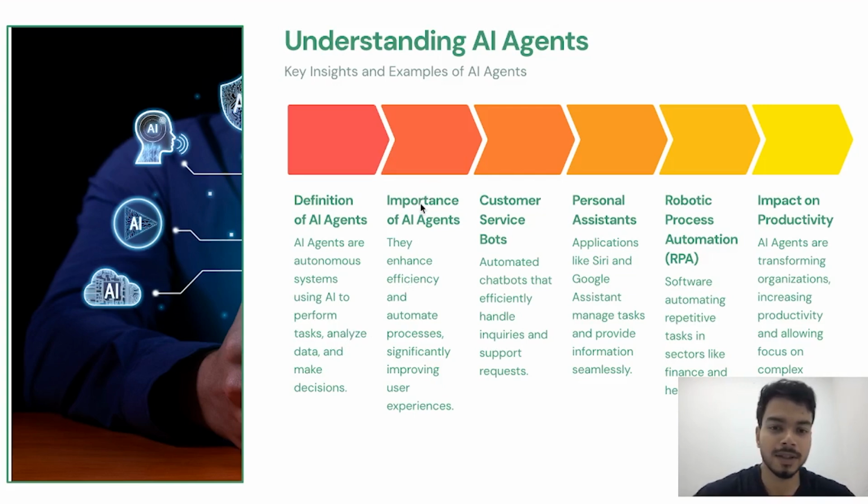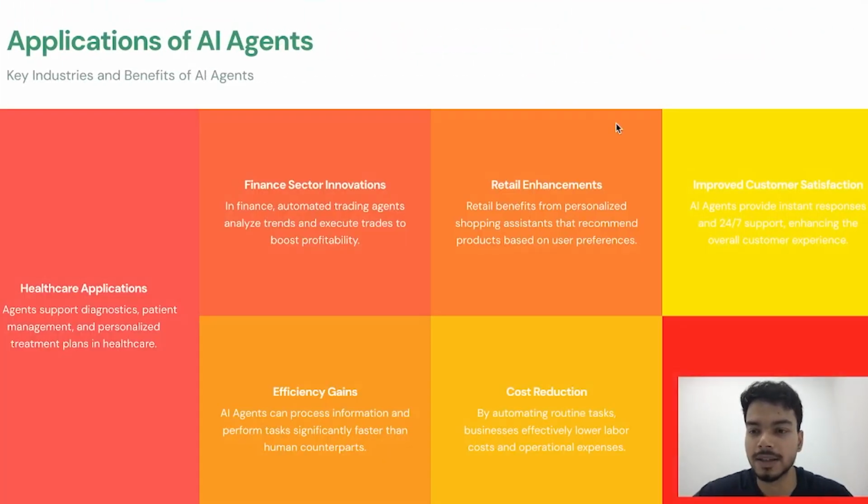Now, the importance of AI agents. Why do we need them? Because they enhance efficiency and automate processes much better. We can build customer service bots, personalized assistants, and many more applications with them, and they have a really good impact on productivity. Coming to the applications of AI agents, we can build many things using them: healthcare applications, financial applications, retail, efficiency gains, and cost reductions. So we have a number of applications that we can build using it.